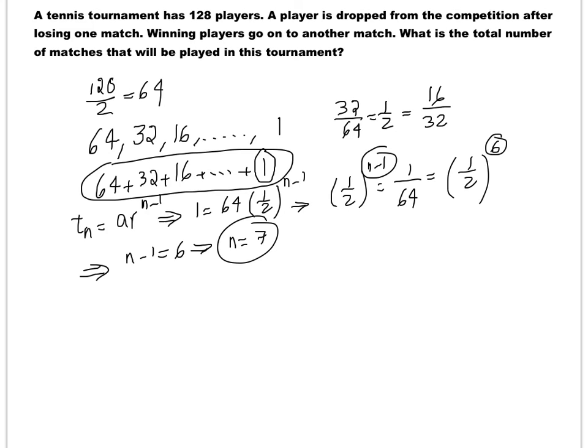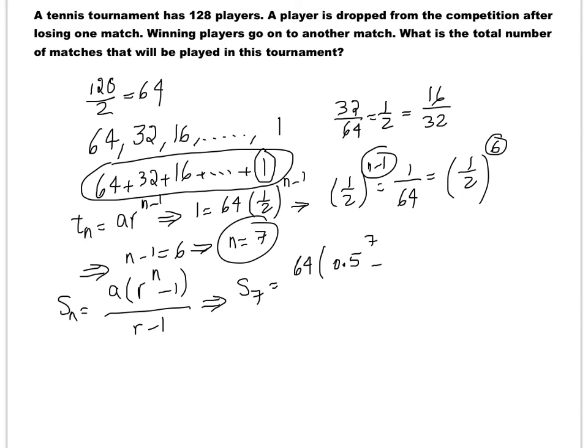The first term is 64 and r is 1 over 2, so I can use S_n, which is a times (r^n minus 1) divided by (r minus 1). So S_7 is the first term, 64, times (0.5^7 minus 1) divided by (0.5 minus 1). If you simplify this one, you get 127 games, the total number of games which is played.